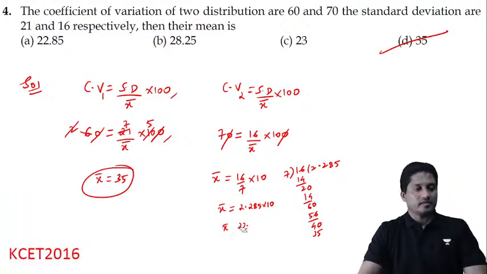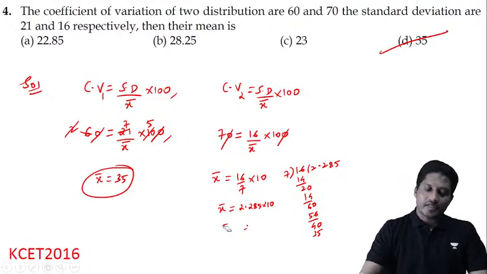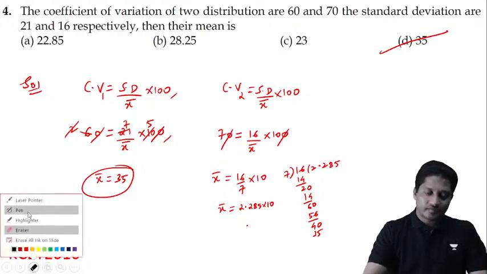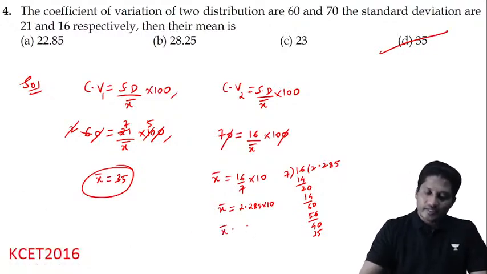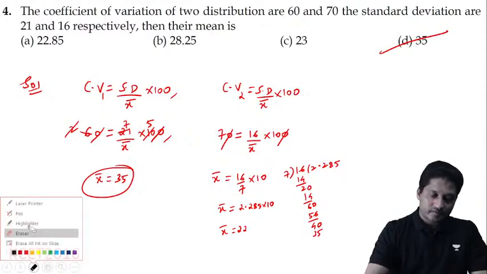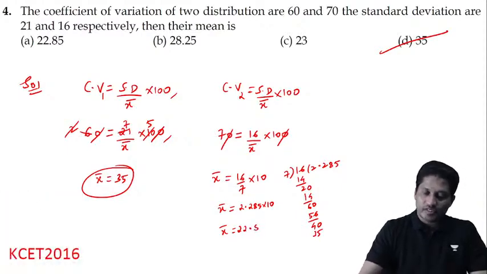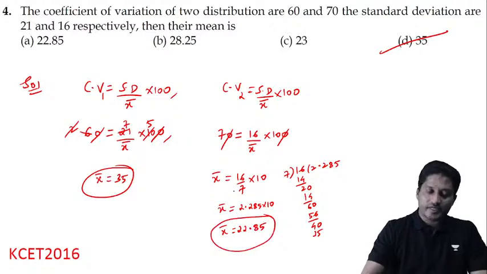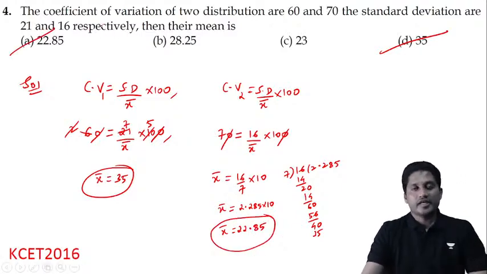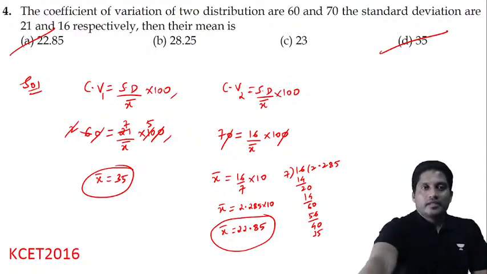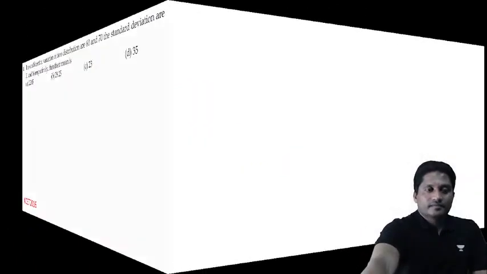When this is possible, x bar is equal to 22.85. That's the first option. Usually this will not happen, guys. Rarest of rare case, usually doesn't happen. In CET, JEE Main, you will get only one option, right. Let's move to the next question.